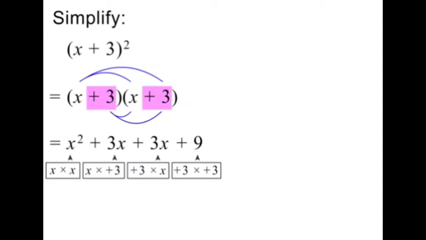Are we finished? No, we have like terms. 3x plus 3x equals 6x. So the answer is x squared plus 6x plus 9.